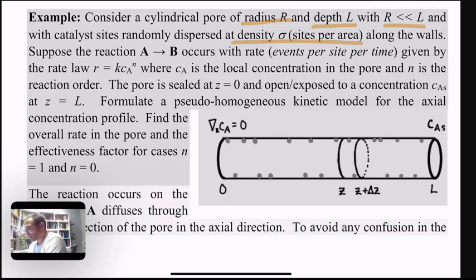In this case, the catalytic reactivity is on the walls of a pore, and we're modeling the pore at the length scale of the pore. We should, if r is really much, much smaller than L, still be able to use some of this machinery, and we'll see how in this example.